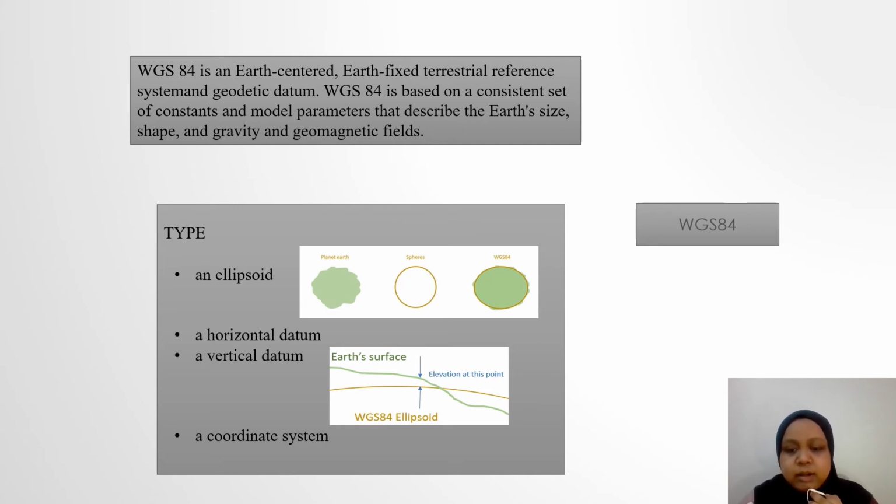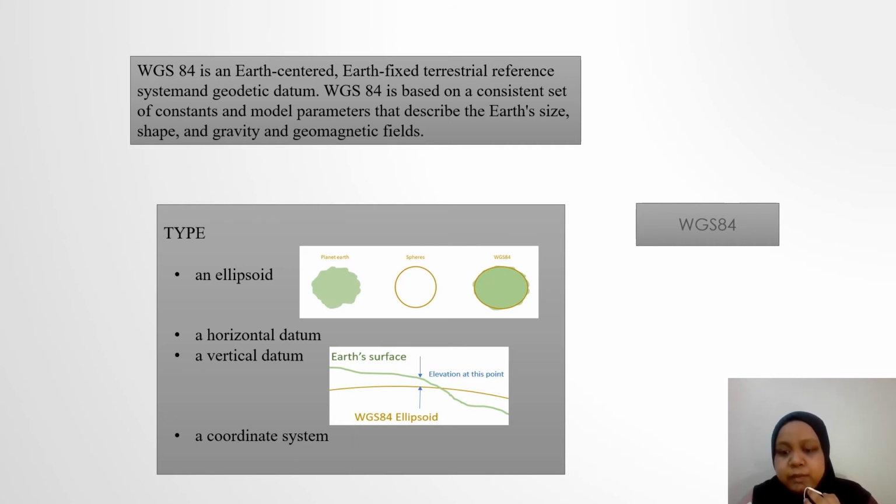Next is a horizontal datum. When the position of the ellipsoid on a certain location with respect to the Earth is set on the so-called anchor point, we get a horizontal datum. The horizontal datum is ellipsoid plus anchor point. For example, the WGS-84 ellipsoid with its anchor point is the WGS-84 horizontal datum.